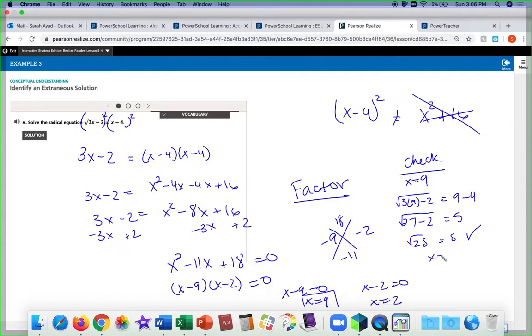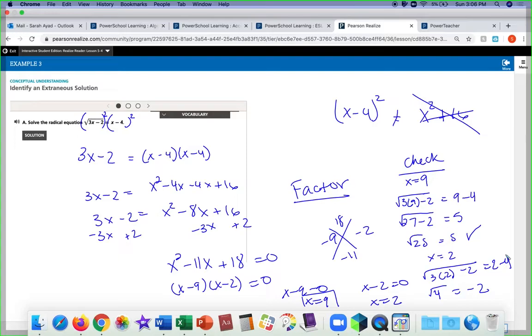Now I'm going to check x equals 2. 3 times 2 minus 2. Does that equal 2 minus 4? So here we have 6 minus 2. That's 4. Is the square root of 4 negative 2?